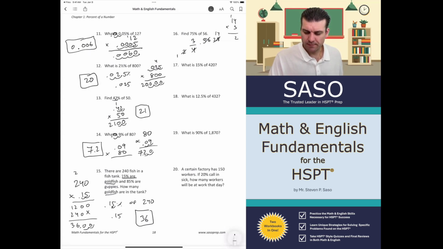3 times 1 is 3, plus 1 is 4. So we get 42 as our answer. Now, if we were doing this the way we've been doing it for the rest of the worksheet, we would say, okay, 75% is 0.75 times 56. 6 times 5 is 42, right?